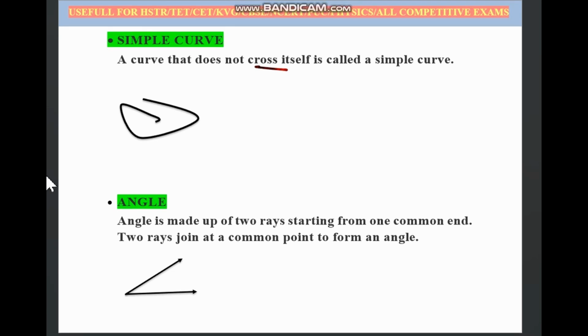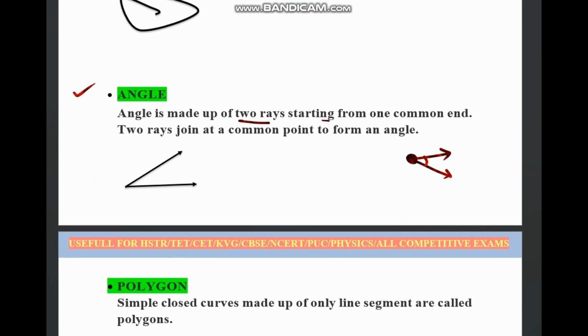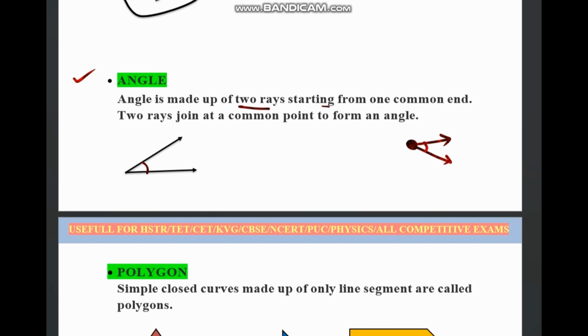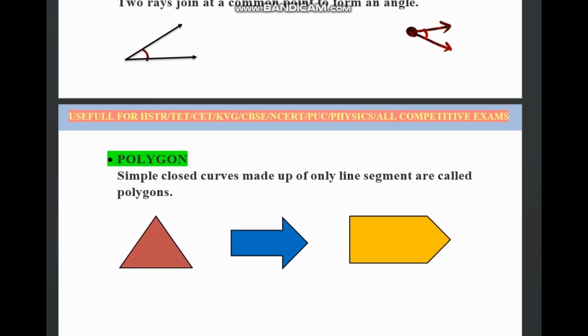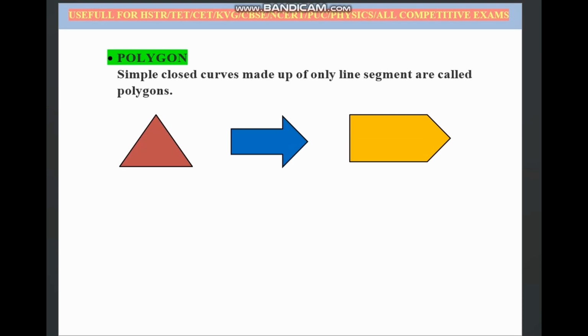Then we have an angle. An angle is made up of two rays starting from one common point. So this is one ray and this is another ray, but both are starting from a single initial point where an angle is formed. The two rays joined at a common point is called an angle. Here we get an angle. Based upon this, types of angles are there, but here we are discussing very basic concepts. So I will take definitions only.